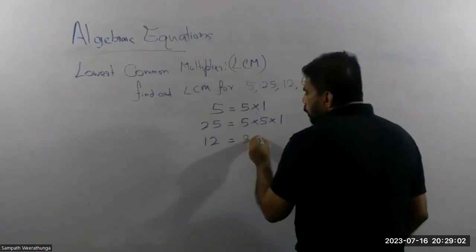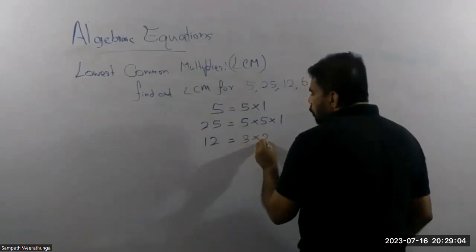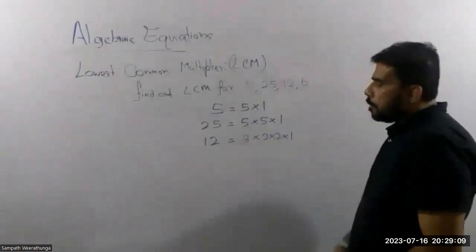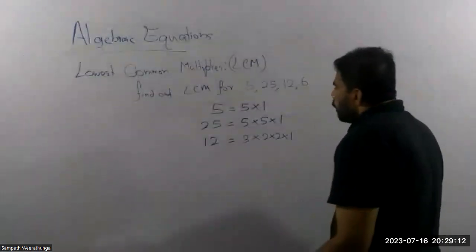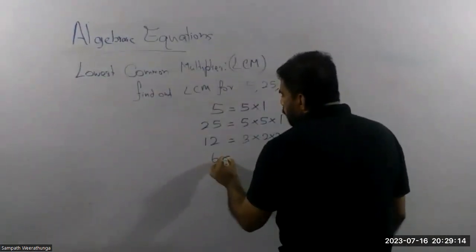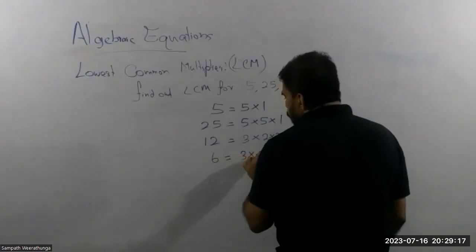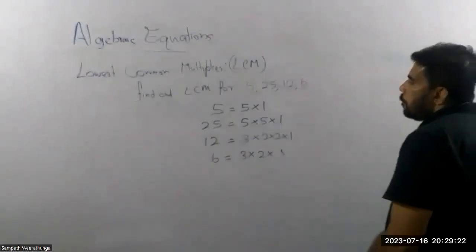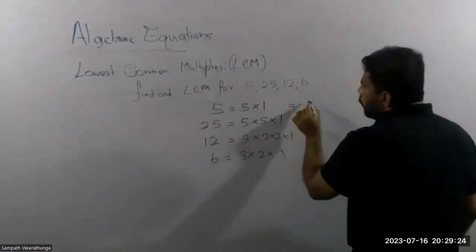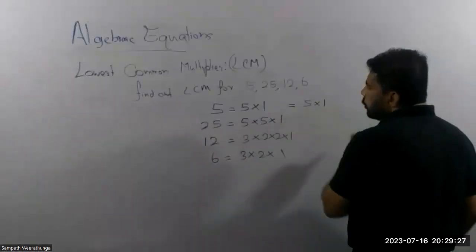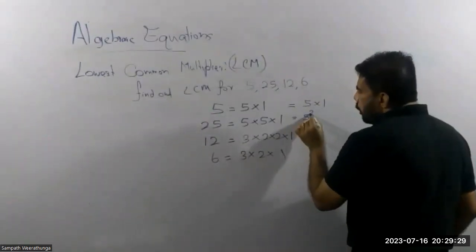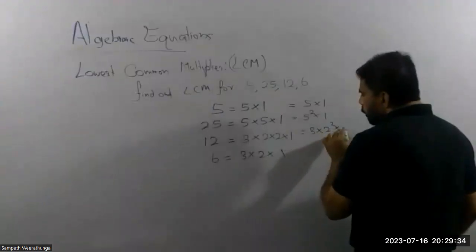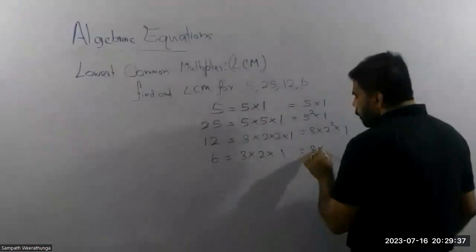Then 12 I can write as 3 into 2 into 2 into 1. Then 6 I can write as 3 into 2 into 1. Right. Then here I'm having 5 and 1. Here I'm having 5 square and 1. Here I'm having 3 and 2 square and 1. Here I'm having 3 and 2 and 1.